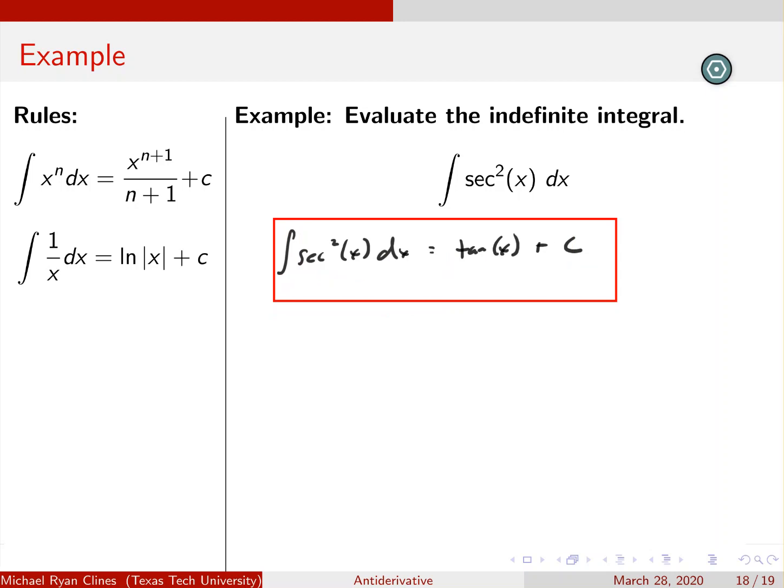I cannot say this enough. We got to know the derivative of those trig functions. On your gateway exam, on your final exam, I promise you, the integrals of trig functions are going to make an appearance. They just are. So we got to have these rules memorized. There's no way around it. So the integral of secant squared of x dx is equal to tangent x plus c.